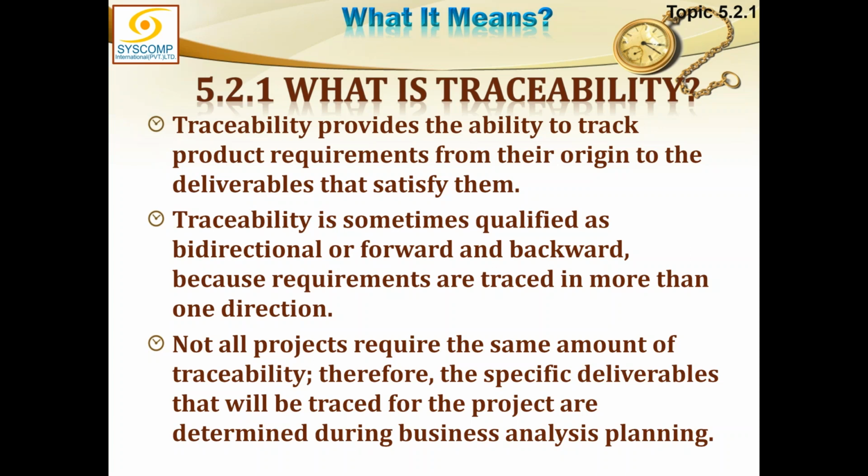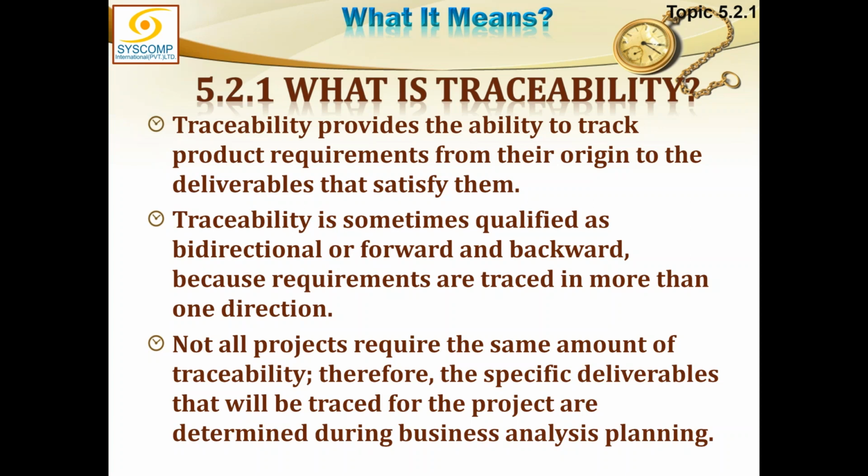Traceability is sometimes qualified as bidirectional, or forward and backwards, because requirements are traced in more than one direction. We can trace a requirement from the product backwards to the source, or we can trace a requirement from the source to the product. Not all projects require the same amount of traceability. Therefore, the specific deliverables that will be traced for the project are determined during business analysis planning. So if you have 10 deliverables out of a project, the most important or most sensitive deliverables or requirements are to be properly traced.